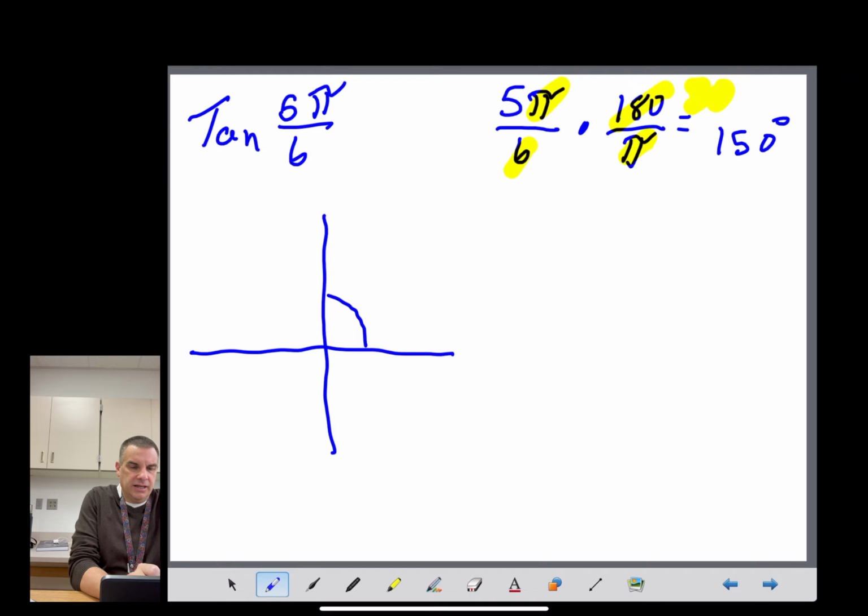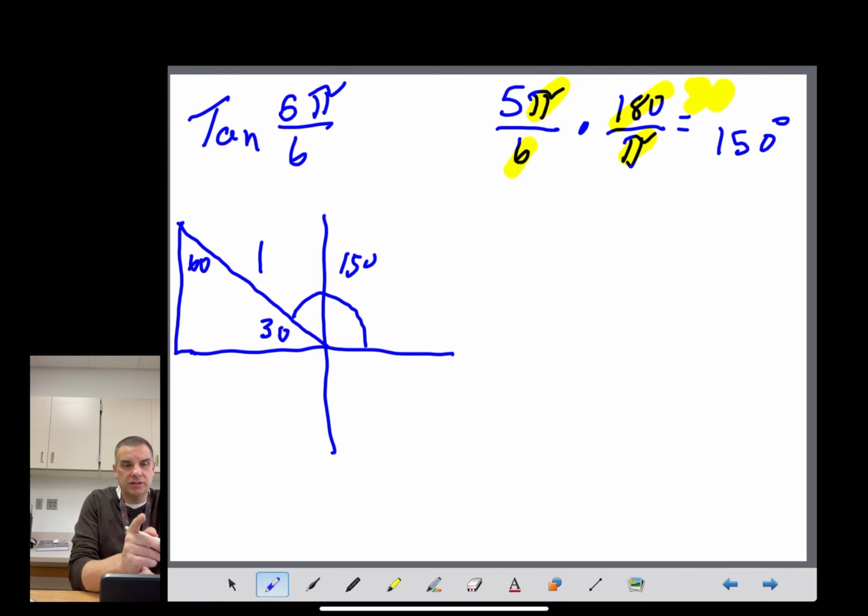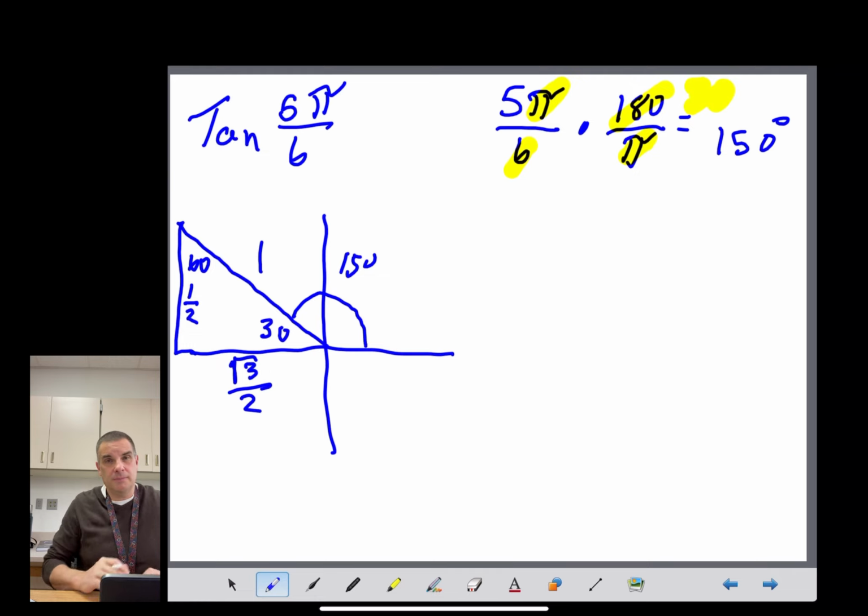So we're going to go ahead and draw this 150 degree angle. There's a 150 degree angle. I'm going to draw my right triangle. My reference angle is going to be 30 degrees. The hypotenuse is always 1. So now I have to label my sides. My hypotenuse is 1. That makes my short side 1/2. So my short side over here is right here this time. And my long leg is going to be the square root of 3 over 2. And that's how these are always going to be.